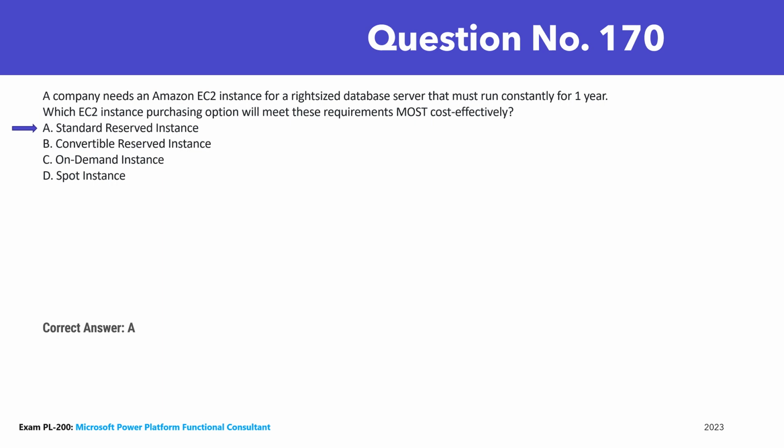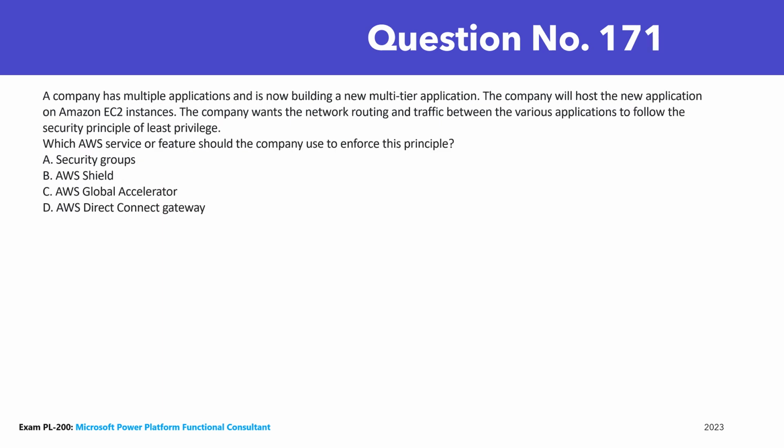A company has multiple applications and is now building a new multi-tier application. The company will host the new application on Amazon EC2 instances. The company wants the network routing and traffic between the various applications to follow the security principle of least privilege. Which AWS service or feature should the company use to enforce this principle? A. Security groups. B. AWS Shield. C. AWS Global Accelerator. D. AWS Direct Connect Gateway. Correct answer, A.